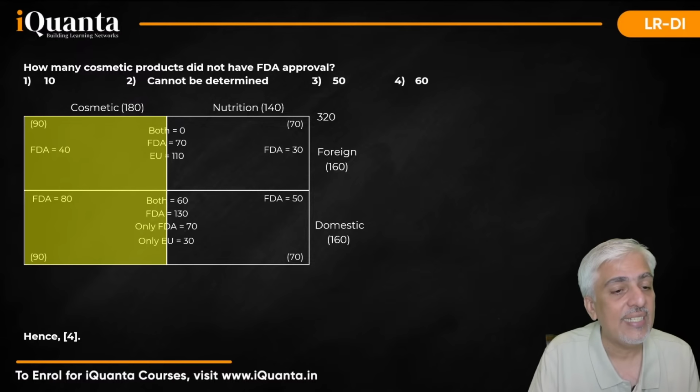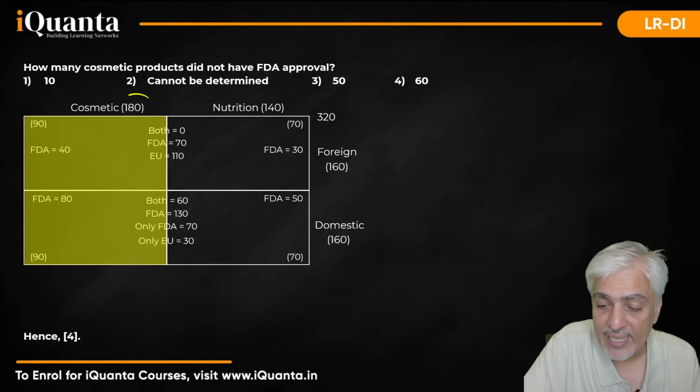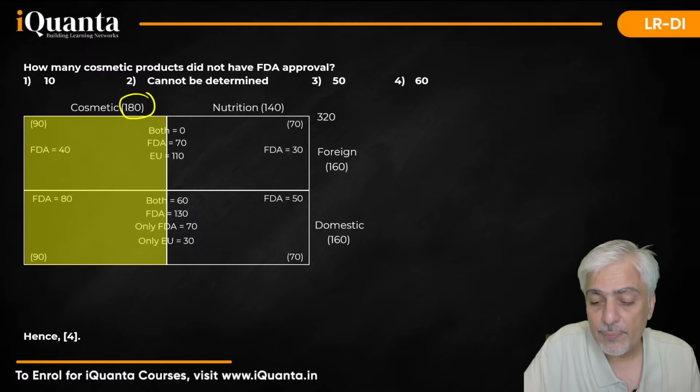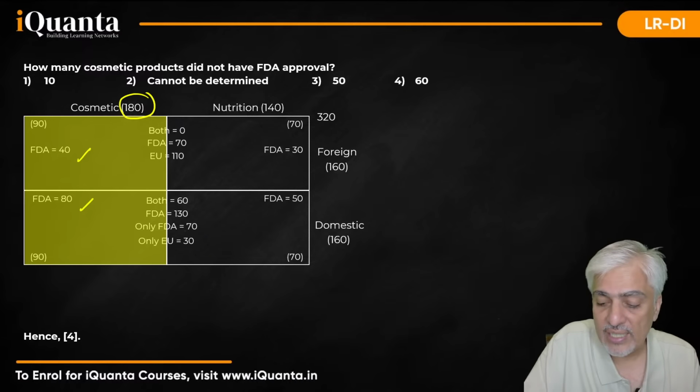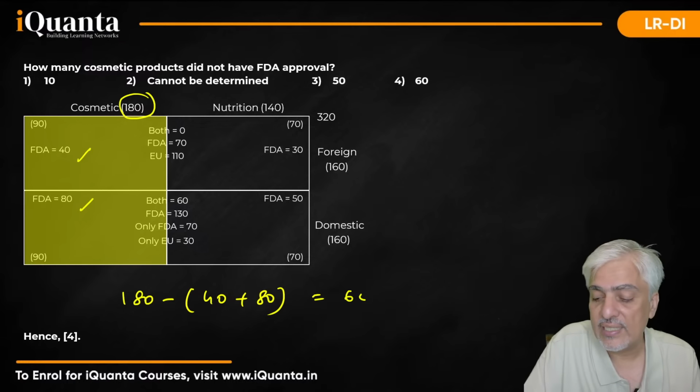60. How did that 60 come? Think a little bit. So we've got 90 products. Total cosmetic products were 180, out of which FDA approved were 40 and 80. So this answer is 180 minus 40 plus 80. So that becomes 60.